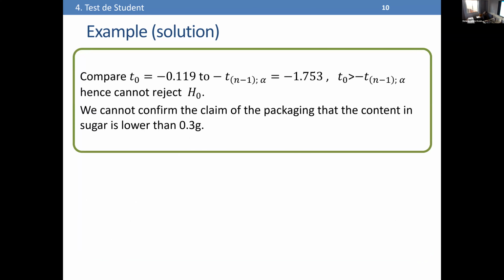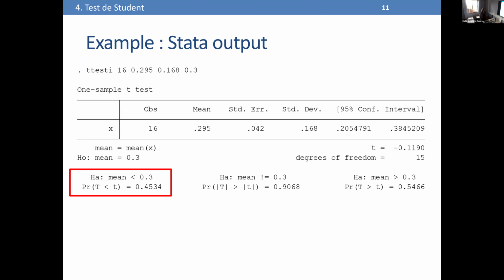Right, so that was the first example. And if we want to talk about outputs, normally if you're using software, which is more common, you will not necessarily know the threshold value. What you will have, this is the same data: 16 observations, 0.295 of mean, a confidence interval for the mean. Here we have the t that we calculated, minus 0.119, 15 degrees of freedom, but we don't have the threshold.